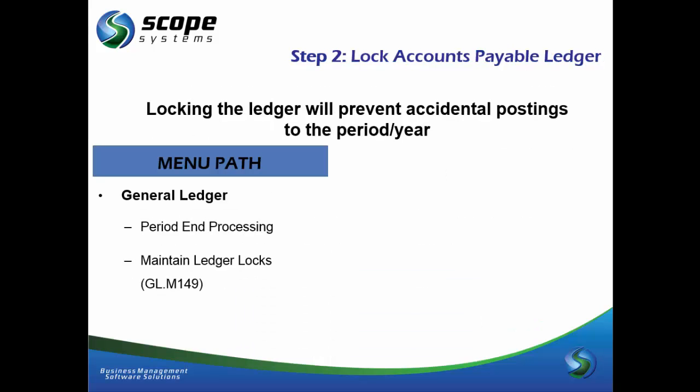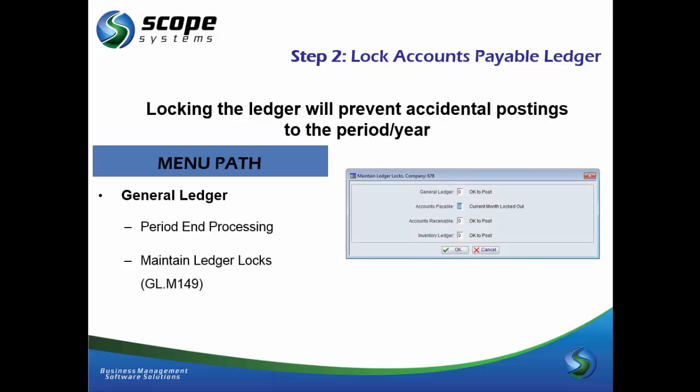Step 2, lock-in of the accounts payable ledger. Locking the ledger will prevent accidental postings to the period. Menu path, same as previously discussed: general ledger, period end processing, maintain ledger locks. Once again, the screenshot will depict 670. The screen has changed in nature for 720.